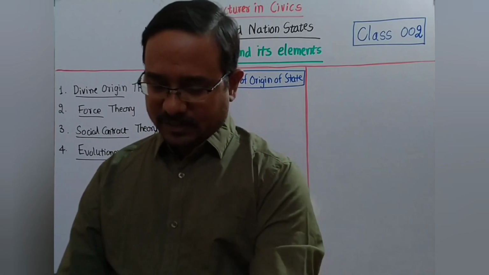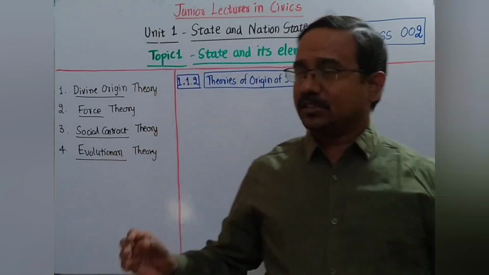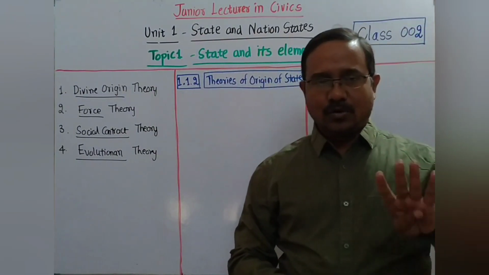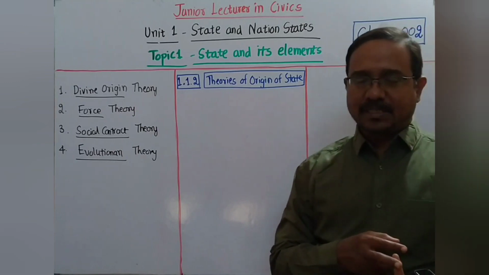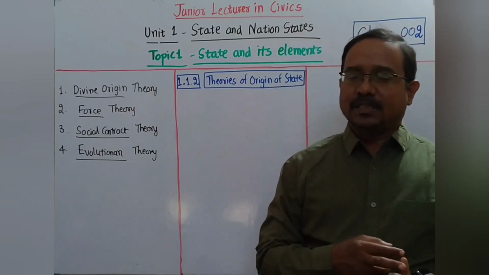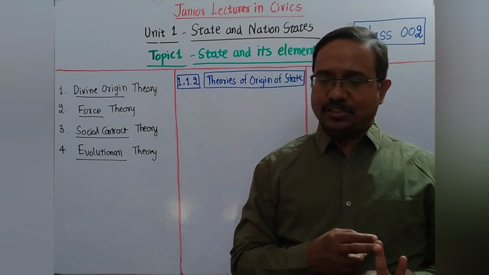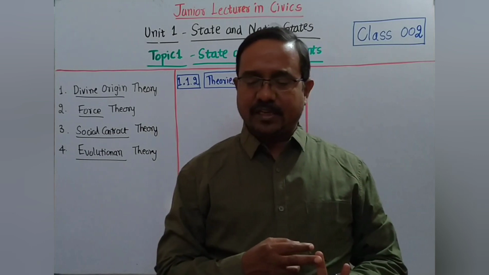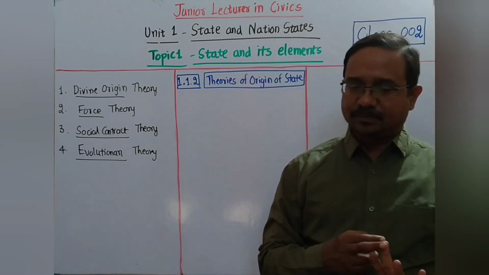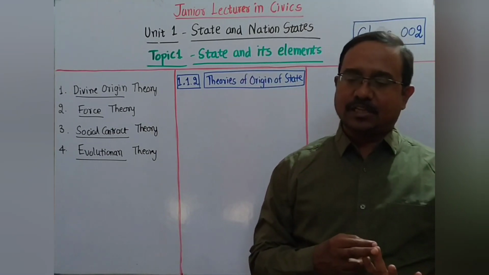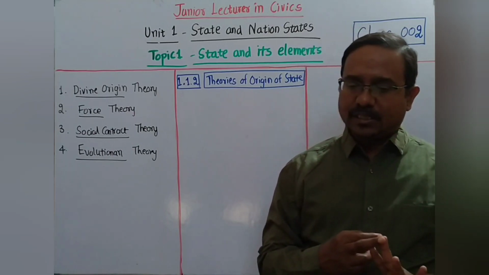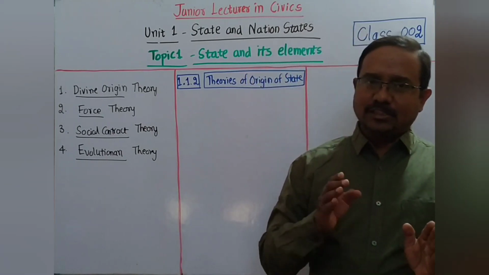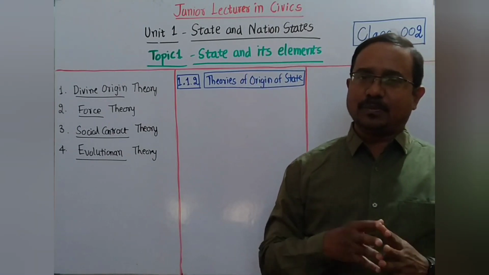As we already discussed, this unit, State and Nation States, has 4 topics. First topic is state and its elements. Second topic is state and its relationship with other institutions. Third topic is sovereignty, characteristics and aspects. Fourth topic is nation, nationality, nationalism, national self-determination and nation states. And each topic is divided into further subtopics.